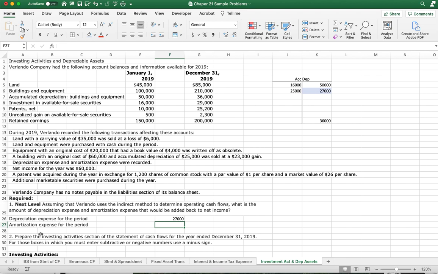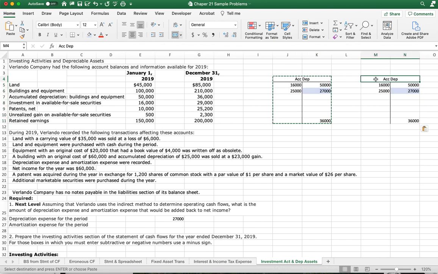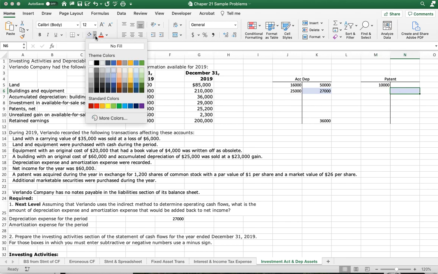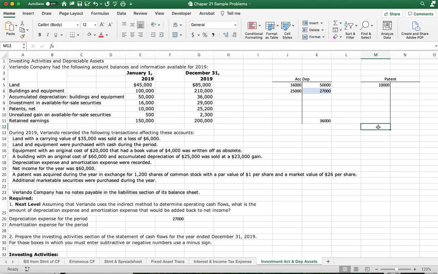Now for the amortization expense for the period, we're going to look at the patent information. And so let's do a T account for our patent. I'm actually just going to copy this. And so we have a beginning balance on the patent of $10,000, an ending balance of $25,200.